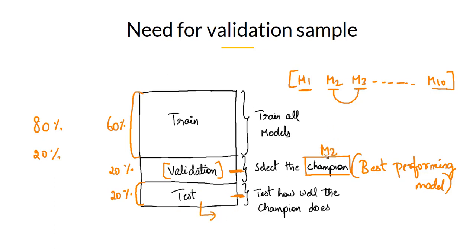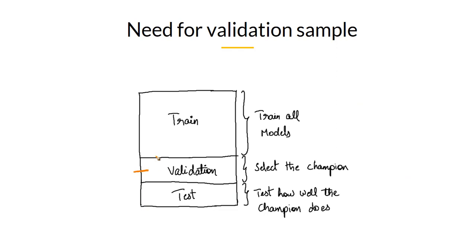Let's suppose M2 was the champion in validation. The same M2 should be performing as good as it did in validation. That's the idea. Now, let's imagine what could have happened if we did not have this validation set.